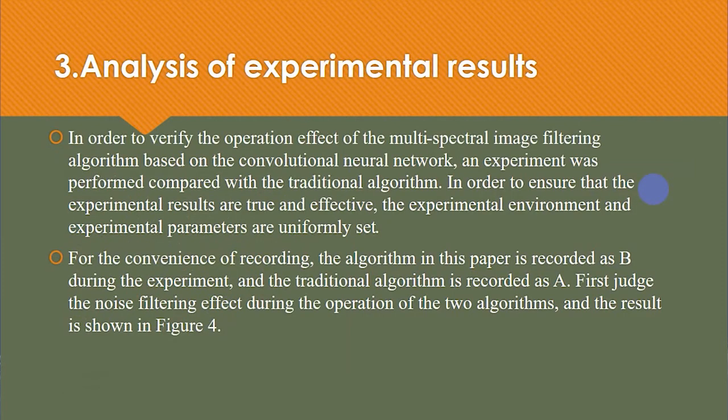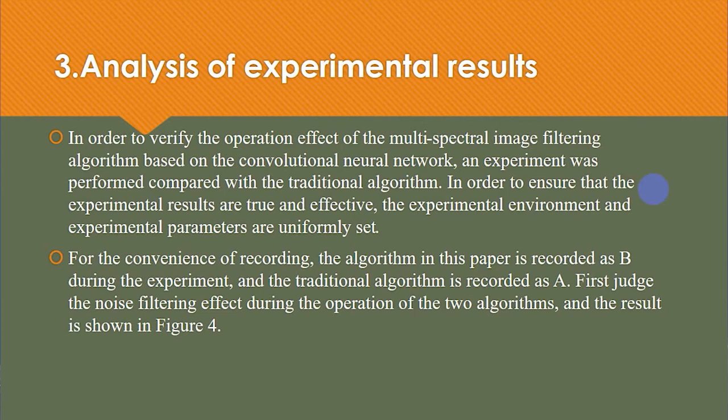In order to verify the operation effect of the multispectral image filtering algorithm based on the convolutional neural network, an experiment was performed compared with the traditional algorithm. In order to ensure that the experimental results are true and effective, the experimental environment and experimental parameters are uniformly set.